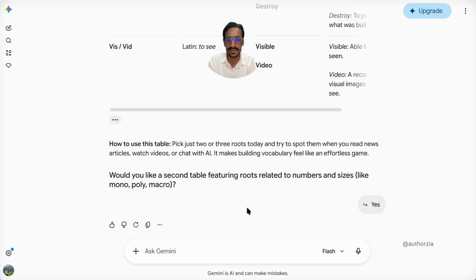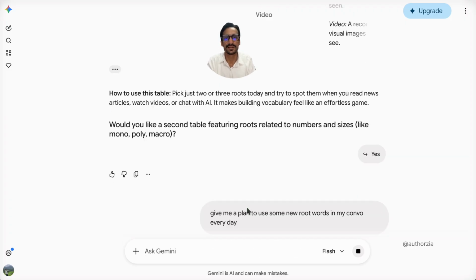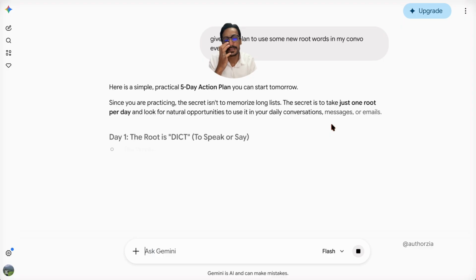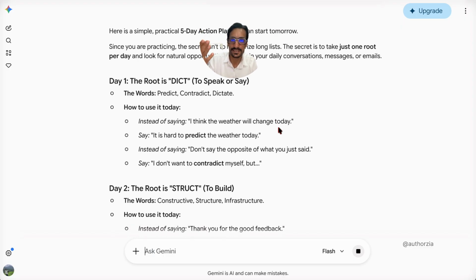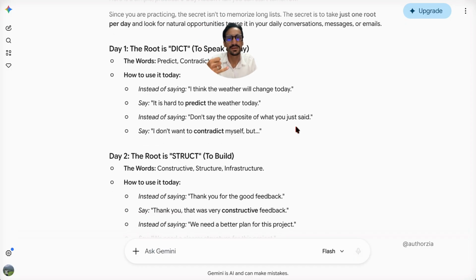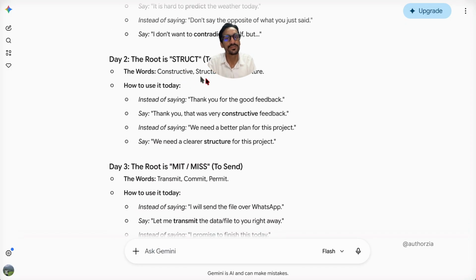Again, you can ask AI, give me a plan to use some new root words in my conversations every day, and AI will give you a step-by-step plan which you can follow. Again, ultimately you will have to follow it, but इतना सारा चीज़ें आपको करके मिल रहा है. Day 1 the root is DICT, dict, to speak or say. इसमें आप हर जगह उस तरह के वर्ड्स यूज़ करोगे. Predict, contradict, dictate. Then you have struct.